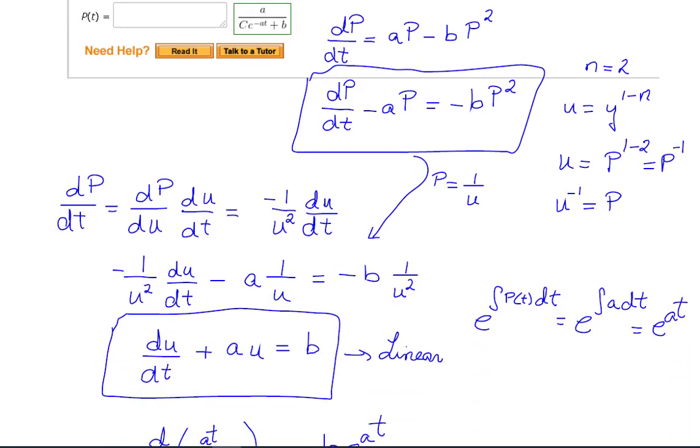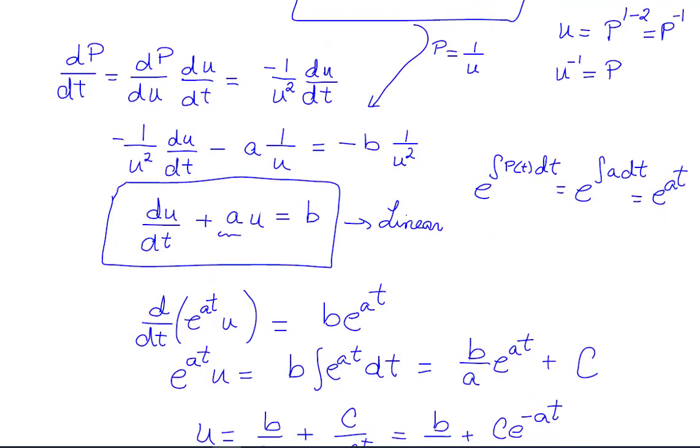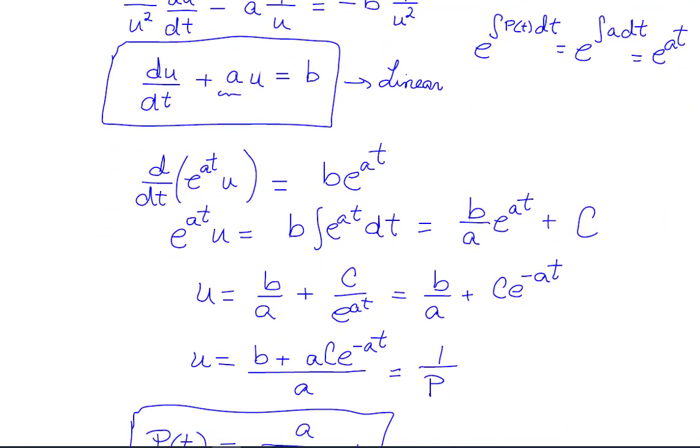And plugging things into this equation now. All right, we're to here. Multiplying again through by negative 1. Multiplying through by u squared, we get something that is completely linear. All right, so my integrating factor is e to the integral of this piece. And so I get e to the at. Multiplying through by that integrating factor.